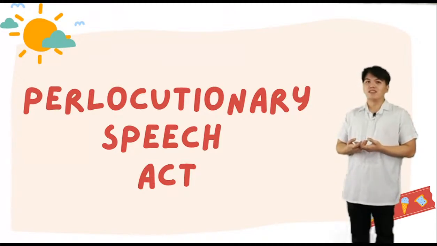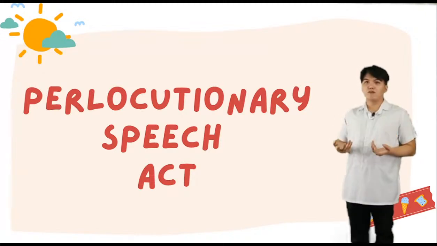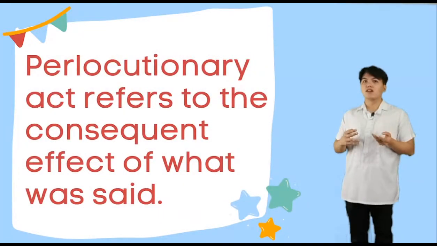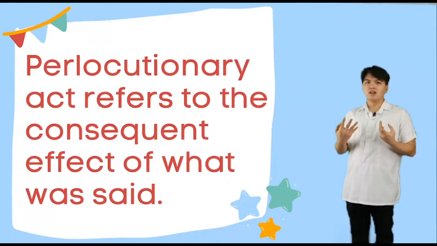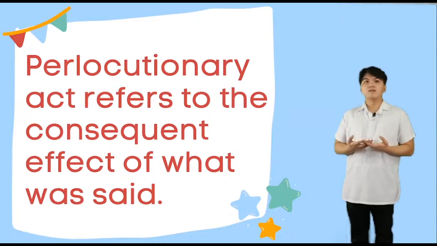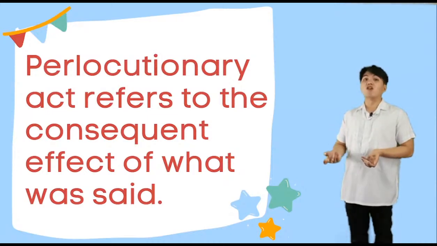According to Kempson, the perlocutionary act is the consequent effect on the hearer which the speaker intends should follow from his or her utterance. Perlocutionary act refers to the consequent effect of what was said. This is based on the particular context in which the speech act was mentioned. This is seen when a particular effect is sought from either the speaker, the listener, or both.